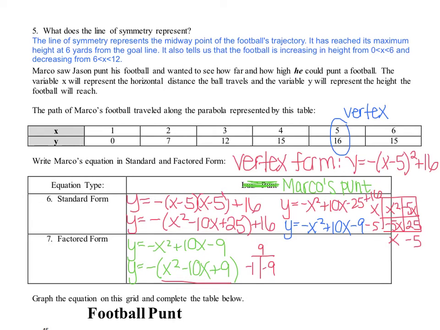And so I get my final answer of y equals, I'm going to keep the negative on the outside and I'm going to factor what's on the inside, which is (x minus 1) and (x minus 9). This is going to tell us our x-intercepts, 1 and 9. Vertex form tells us our vertex. So next we're going to look at the equation on a graph, and we're going to see what happens to the vertex, the x-intercepts, the line of symmetry, etc.